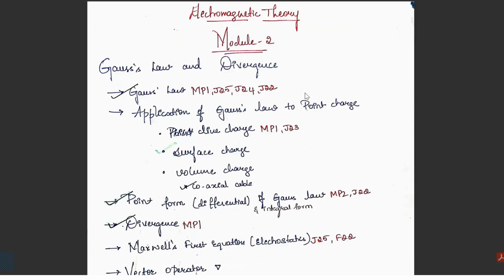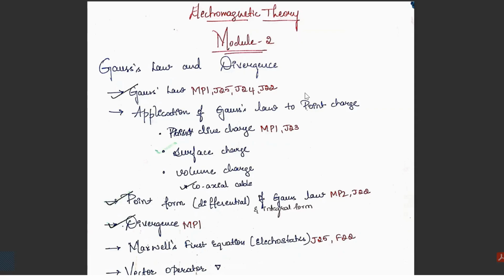Today I am continuing with module 2 of Electromagnetic Theory, subject code BEC401. The second module is about Gauss law and divergence. The first module is already uploaded, and please check the description box for the link.